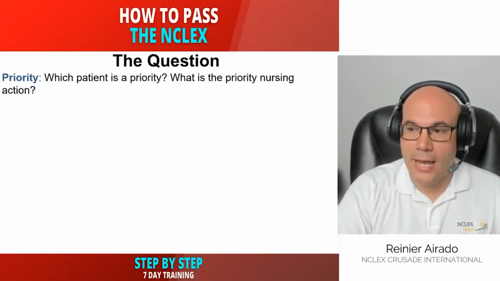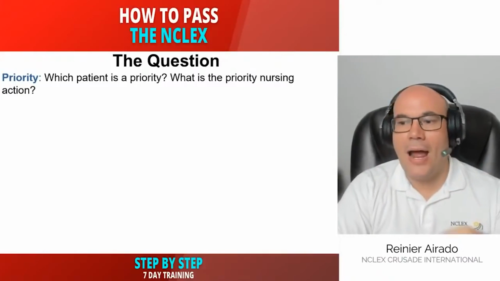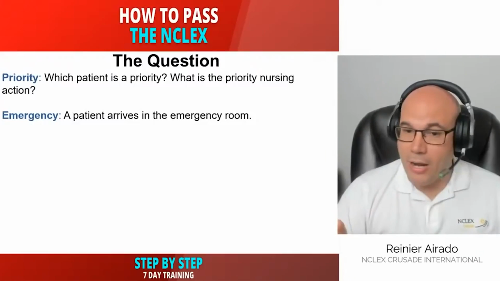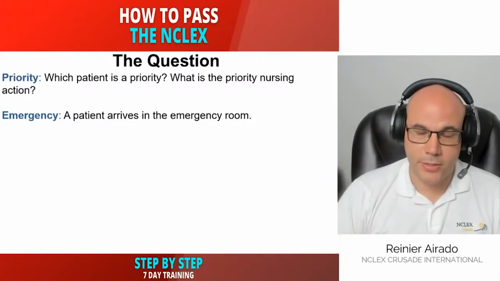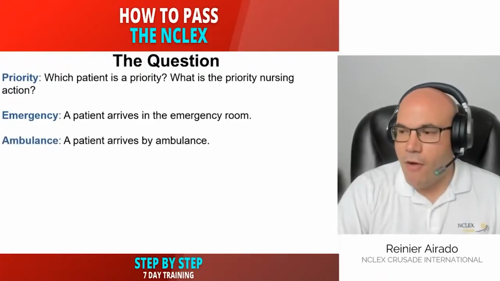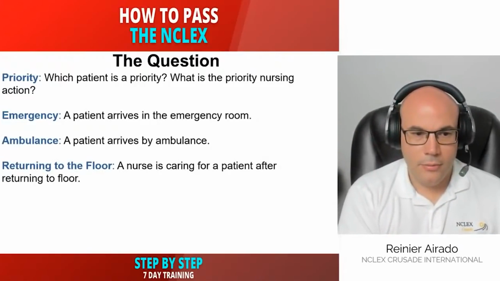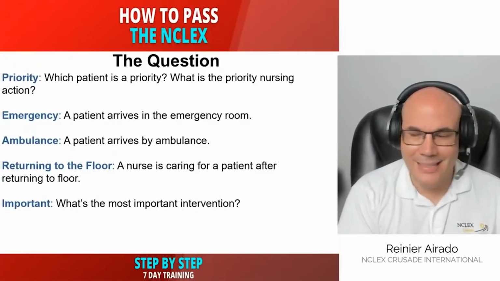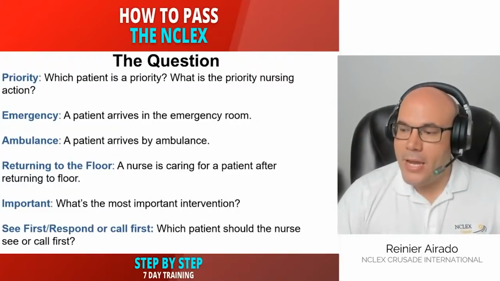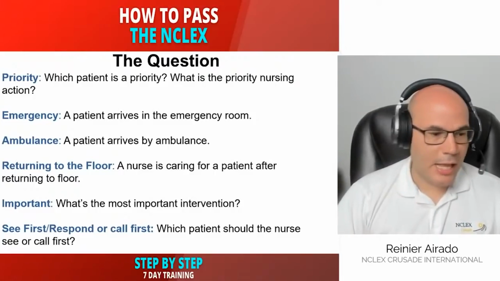Well, you're going to see keywords like priority. Which patient is a priority? What is the priority nursing action? Now, there are scenarios where you don't see the word priority and it's still a priority question. For example, a patient arrives in the emergency department. A patient arrives by ambulance. A patient is returning to the floor. What is the most important intervention? The words most important signal a priority. What patient should the nurse see first, call first? That is a priority style of question.